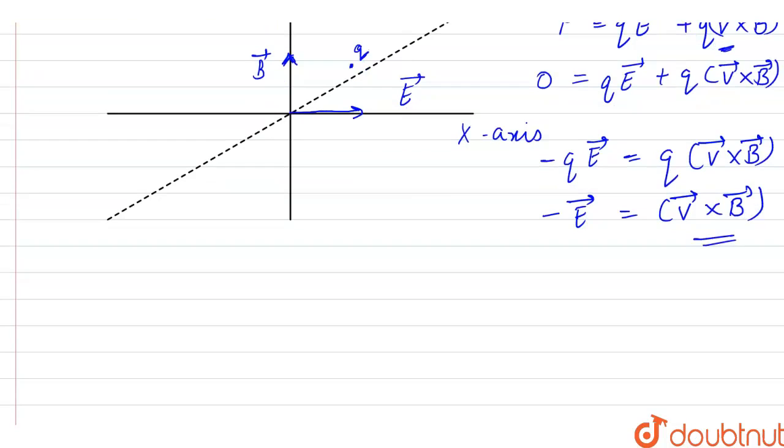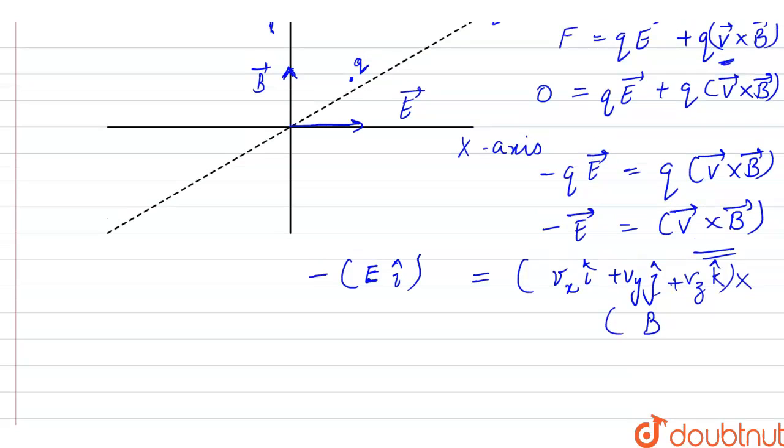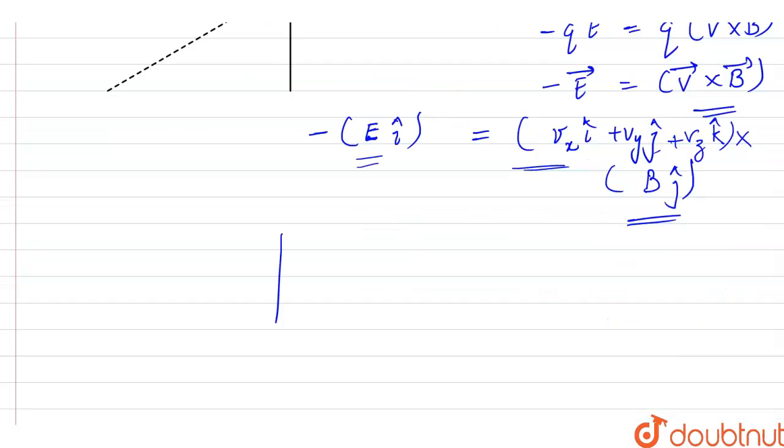Now writing these vectors in terms of the components, we can write it as E, the magnitude of this vector which is acting along positive x-axis, that is i cap, is equal to, we don't know the velocity, let's just say this is vx i cap plus vy j cap plus vz k cap, cross magnetic field, the magnitude is B and which is acting along j cap. Now let's just calculate our right hand side here.